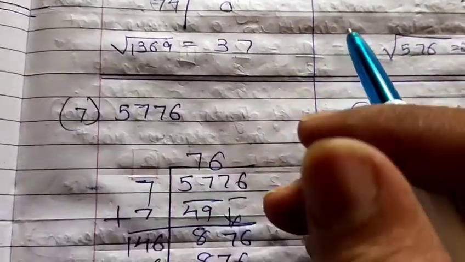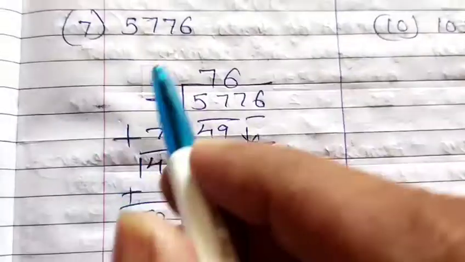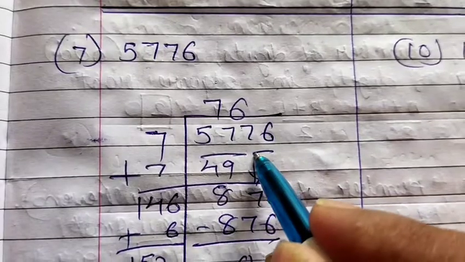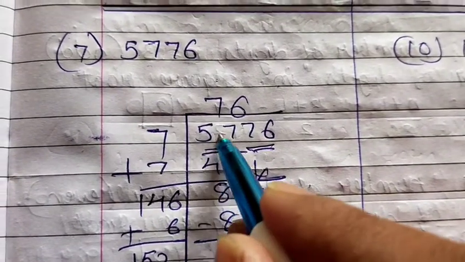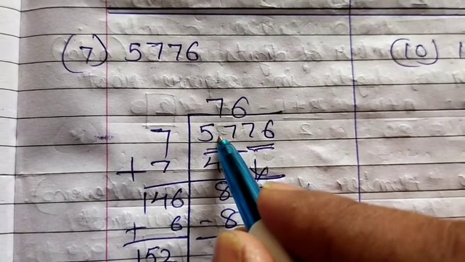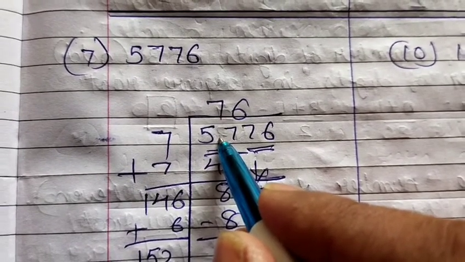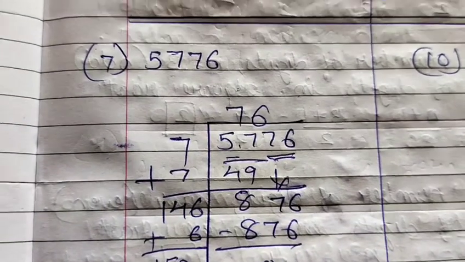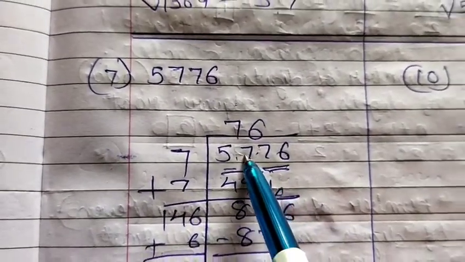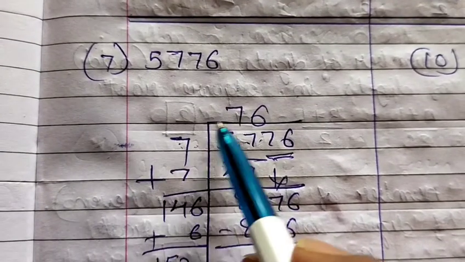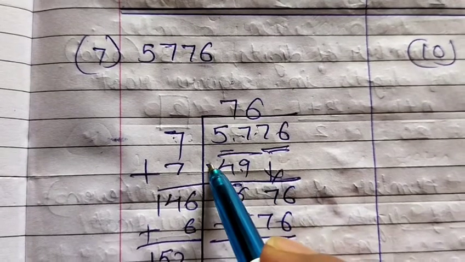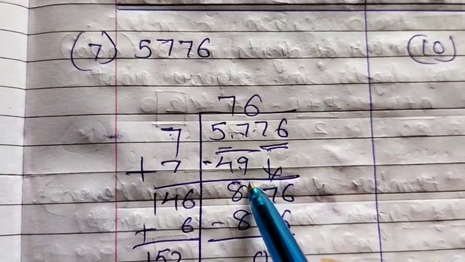Now the next one is 5776. Now again put a bar below the pair. Now 57 is the number. Now what number will you take so that it should be equal to 57 or less than 57? So 7 7s are 49, 8 8s are 64, which is more than 57. So you can't take 8. So 7 into 7, 49. And when you subtract, you will get 57 minus 49, 8.